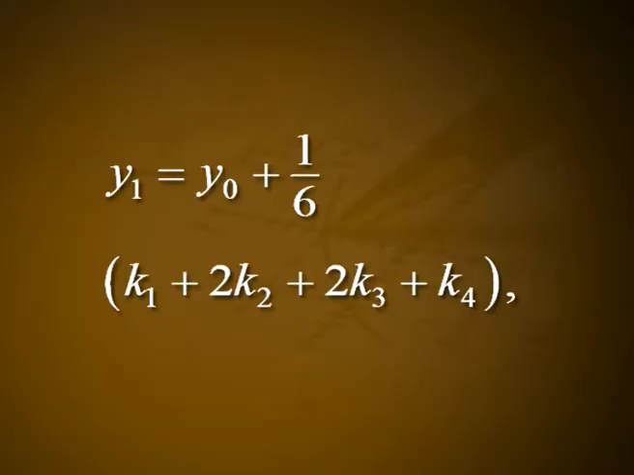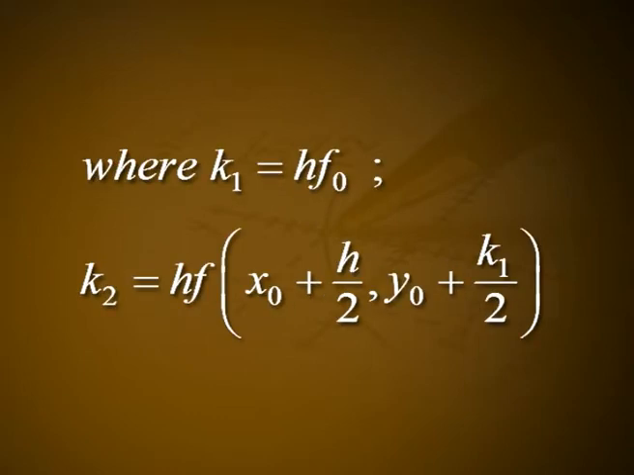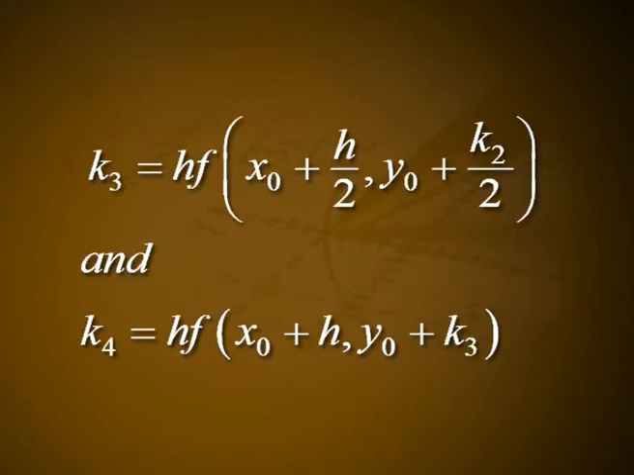The fourth order Runge-Kutta formula for y1 is given by y1 = y0 + 1/6 (k1 + 2k2 + 2k3 + k4), where k1 = h f0, k2 = h f(x0 + h/2, y0 + k1/2), k3 = h f(x0 + h/2, y0 + k2/2), and k4 = h f(x0 + h, y0 + k3). yn is obtained by replacing x0 by x(n-1) and y0 by y(n-1) in the above expression for n = 2, 3, etc.